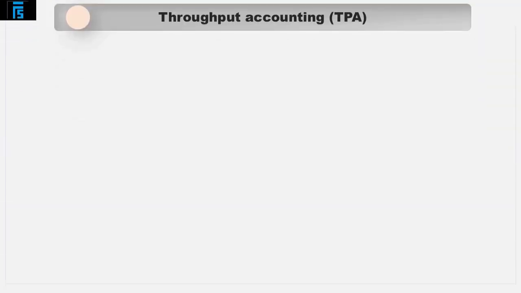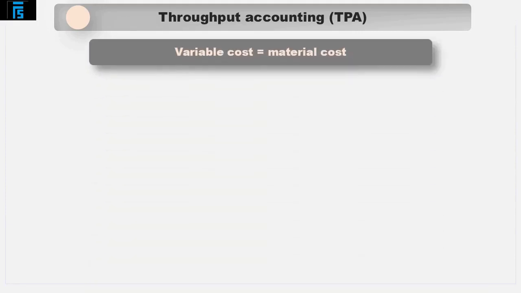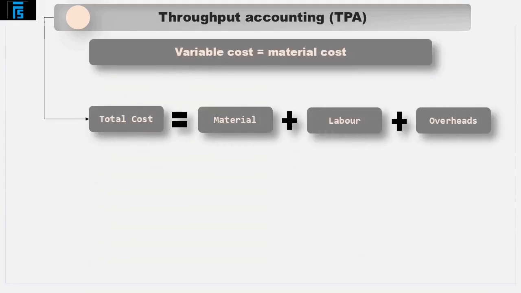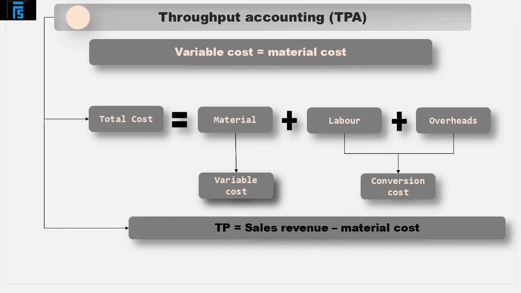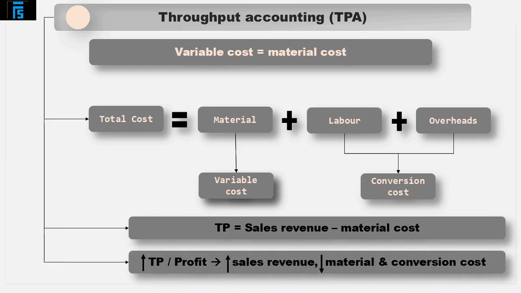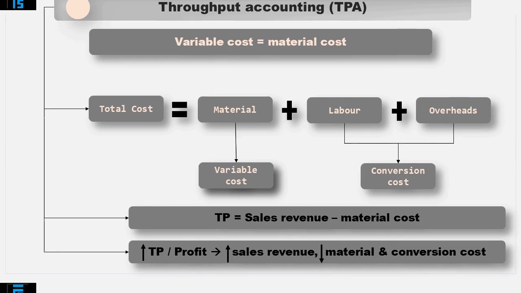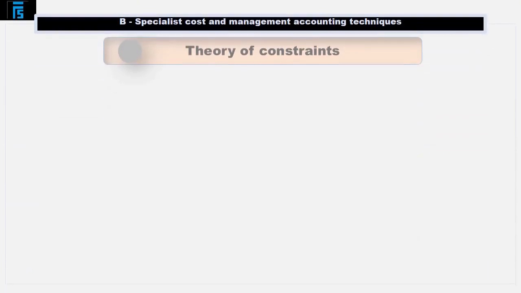Throughput accounting assumes that the only totally variable cost is materials, and that there is some element of fixed costs within labour and overheads, and as such only material costs are considered within the throughput calculation. The throughput figure is therefore simply sales revenue minus material costs. So clearly, in order to maximise throughput and therefore profit, we want to maximise revenues and minimise conversion and material costs. Let's start by looking at the theory of constraints.